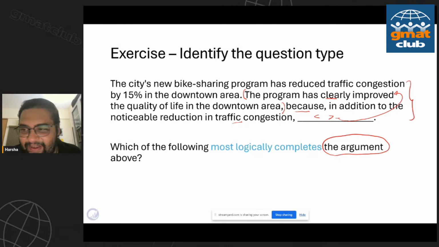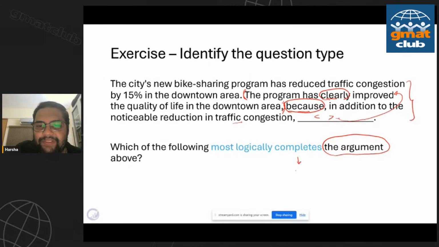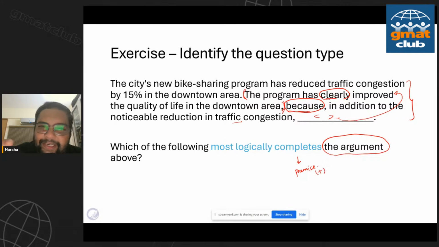Typically, not always, but typically, when you see strengthen, you're dealing with an argument. With inference, you're dealing with passages, right? I hope you can see that this is actually a conclusion being stated, which the author is trying to justify in some way. Therefore, when the question asks which of the following most logically completes the argument, they expect you to fill that blank with something that would fit as a premise. In other words, something that would make you believe more in the argument. That's what a premise should do, right? It helps build the case. In other words, this is a strengthen question.